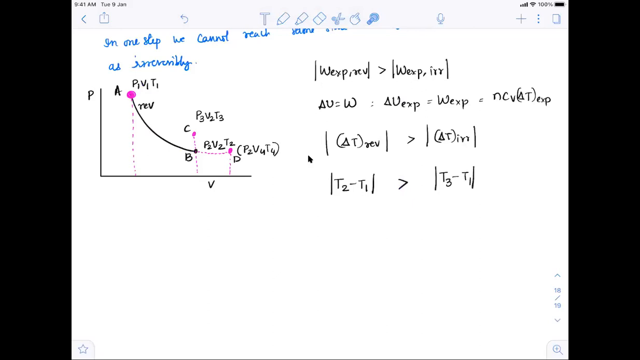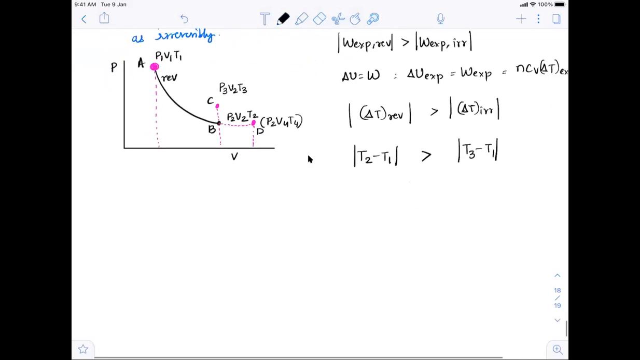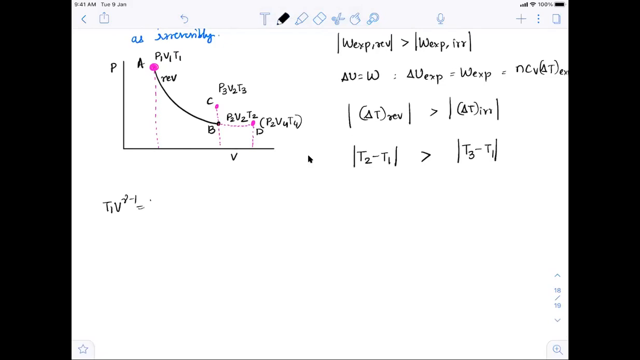We have just proved reversibly that T1 V1 power gamma minus 1 is equal to a constant. So if V1 increases, which means if the volume increases, the temperature has to fall down.